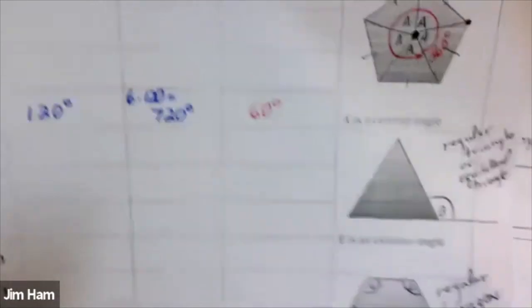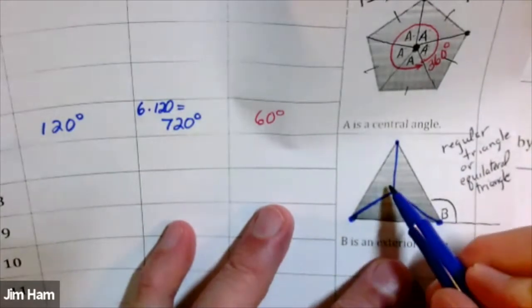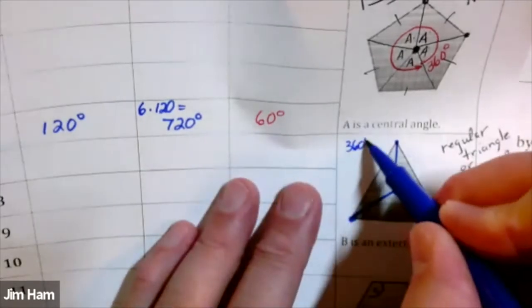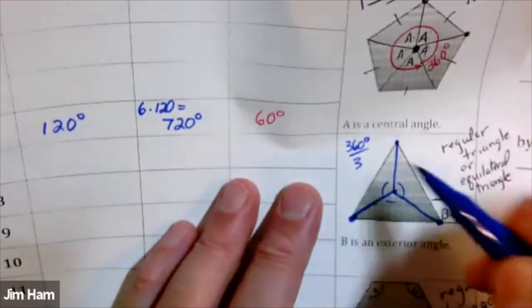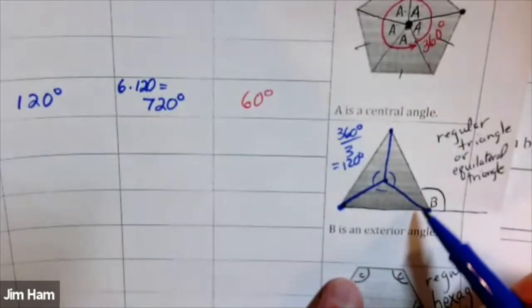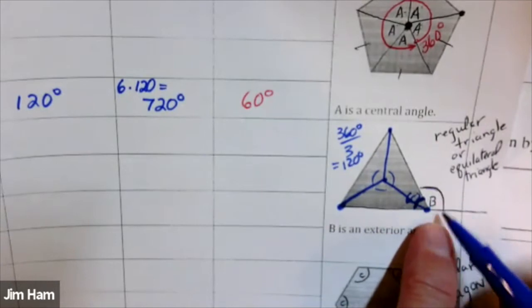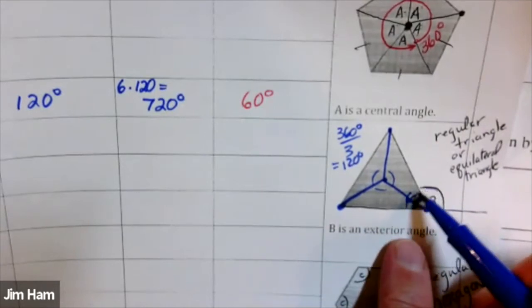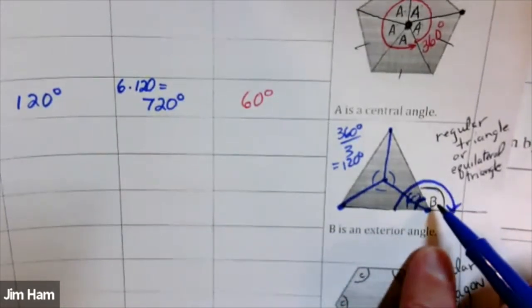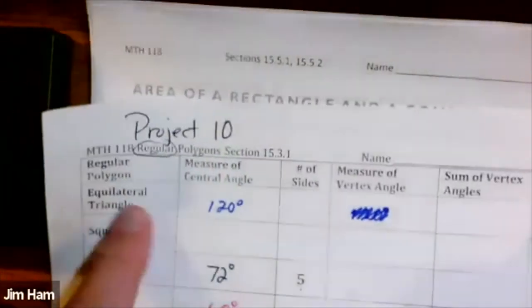Here's the equilateral triangle. Maybe I'll do 2 or 3 rows of this, and then I'll set you off on completing the rest. All right, so here we have 1, 2, 3 equal angles, and if you take 360 degrees and divide by the 3 angles, then each one of them would be 120 degrees, the central angle. We know the vertex angle is 60 degrees. There it is there, 60. And then B is the exterior angle. So if this interior angle is 60 and the distance from here to here is 180, then B, the exterior angle, must be 120 degrees. So 120 degrees for the exterior angle of the equilateral triangle.